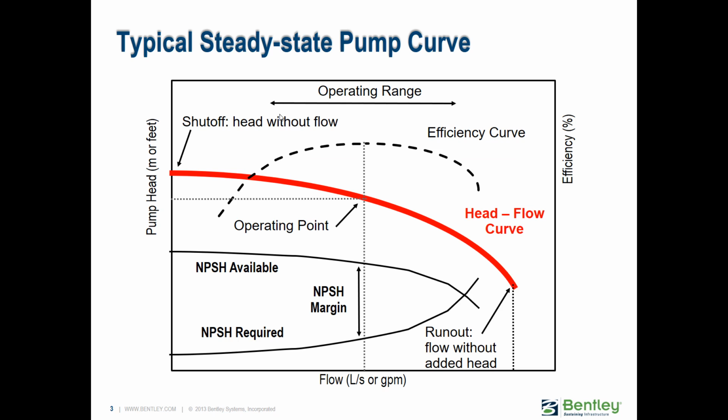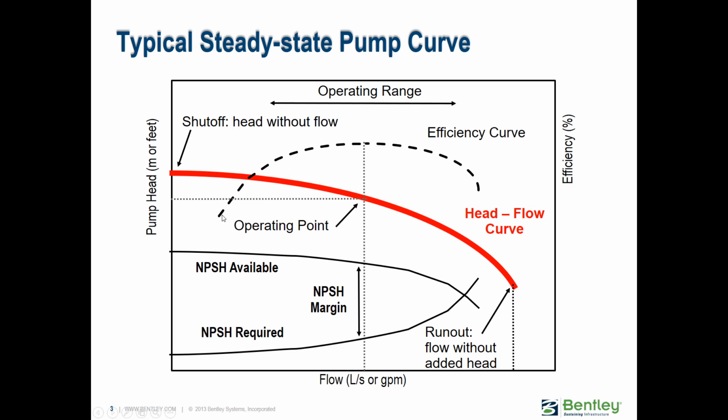So here's a typical steady state pump curve. You'll see that this is operating in what's called the first quadrant, so positive head, positive flow in this case. Towards the left side, all the way down to zero flow, that's called your shutoff head, so your maximum head at zero flow. Way off to the right is sometimes referred to as the run out. This is basically your maximum flow with a zero head added.